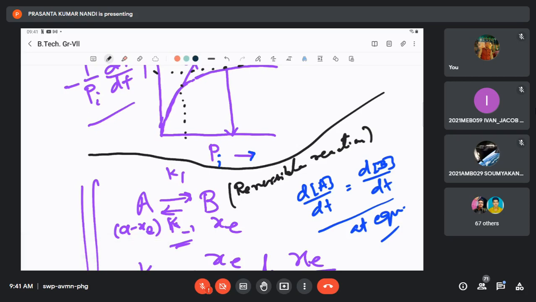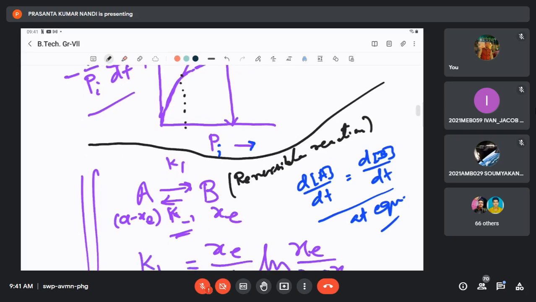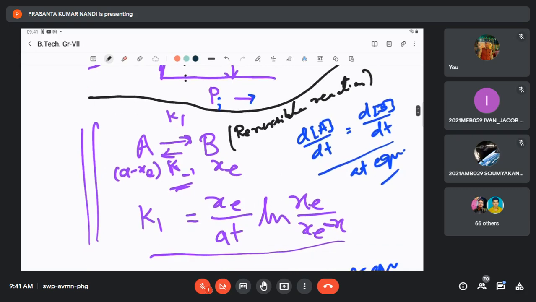Now we consider simple reversible reactions where both forward and backward steps follow first order kinetics. Here A is the initial concentration of reactant and Xe denotes the equilibrium concentration. E denotes equilibrium. The forward rate constant is denoted by k1 and the backward by k-1. And this is the rate equation.